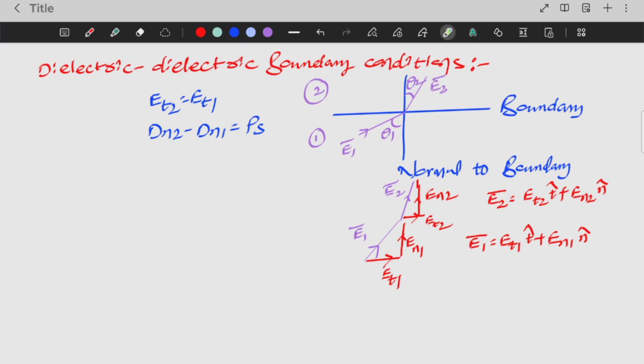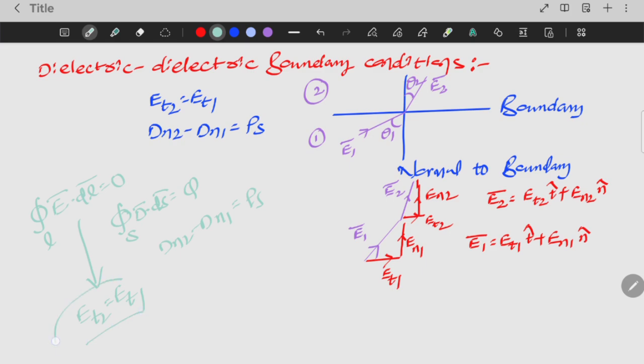Then by the application of two equations, the line integral of E bar dot dl bar is equal to 0, and the closed surface integral of D bar dot dS bar is equal to q, we get these boundary conditions: ET2 minus ET1, and DN2 minus DN1 is equal to rho s. I'm not going to do those proofs here; this time I'm giving the outline. So ET2 is equal to ET1.